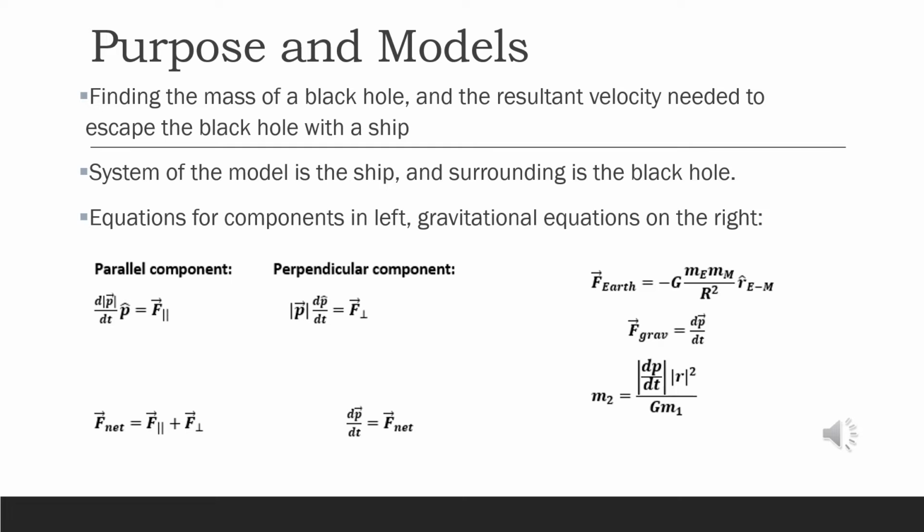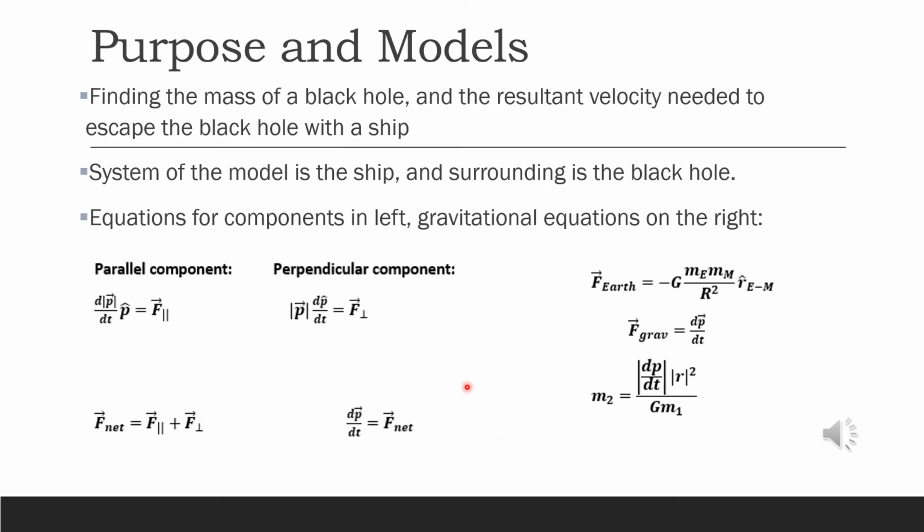The purpose of this lab was to use a computational model to find the mass of a black hole and also the trajectory needed to escape it. On the left, there are four equations which will be used in the first part of the lab. These equations relate to the parallel and perpendicular components of a force, which combine to equal net force. On the right here, there are three equations shown which relate to the second part of the lab.